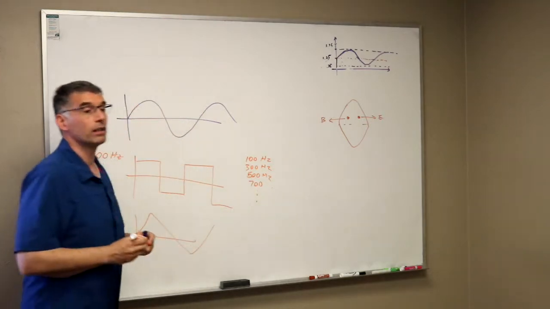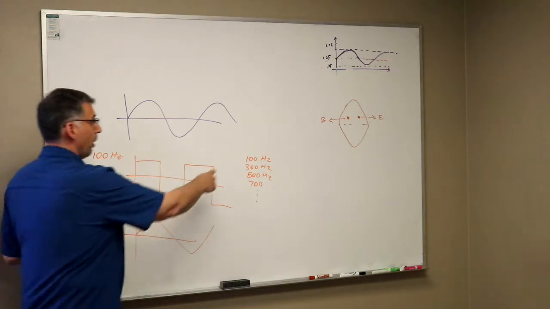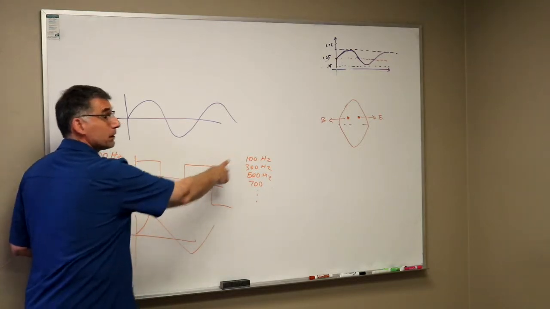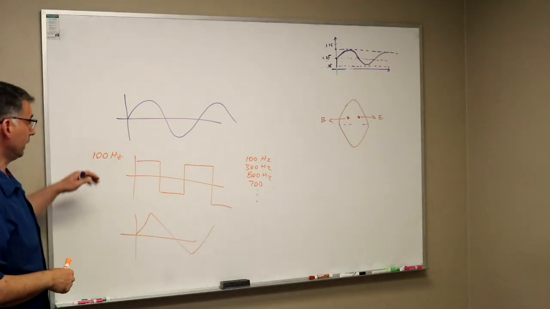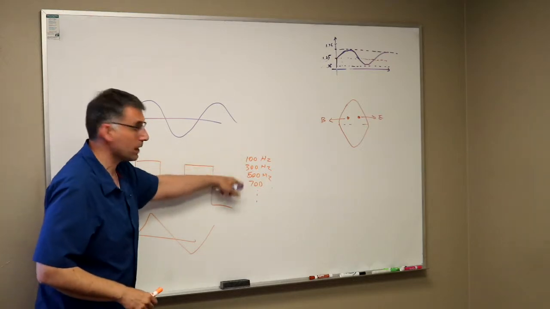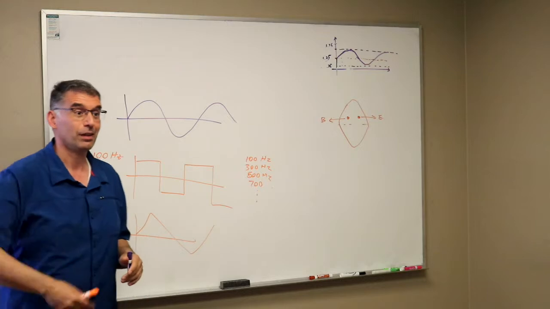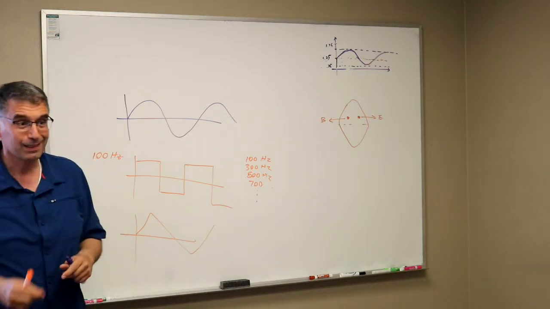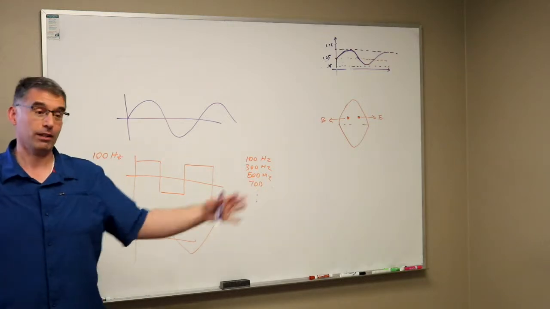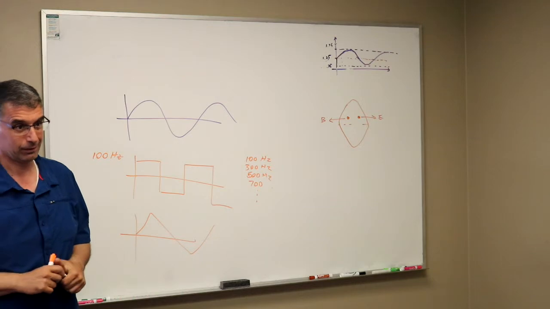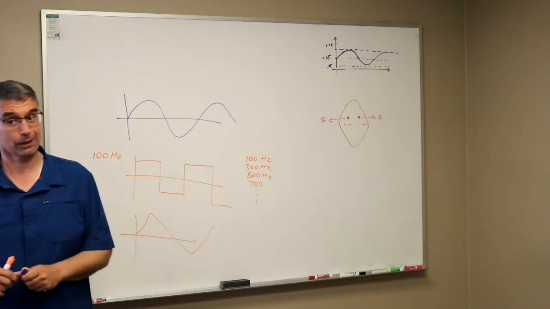They're the odd multiples of the fundamental frequency. So 3 times, 5 times, 7 times, 9 times, 11 times, all the way to infinity. They're discrete, but there are an infinite number of them in there.